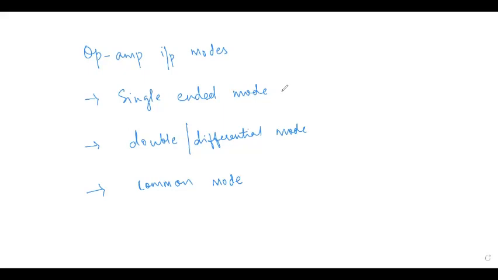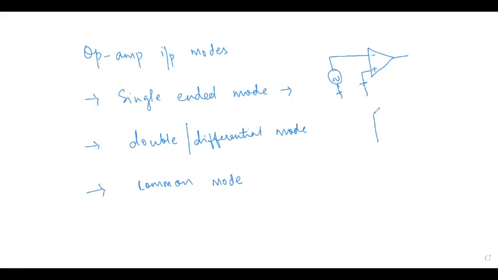As the name itself suggests, single mode means input is applied to one of the terminals, and the other terminal is grounded. Either it may be applied to the inverting terminal or the input may be applied to the non-inverting terminal. So in this case, input is applied to the inverting terminal and the non-inverting terminal is grounded. In the other case, when the input is applied to the non-inverting terminal, the inverting terminal will be grounded. This is called single-ended mode.